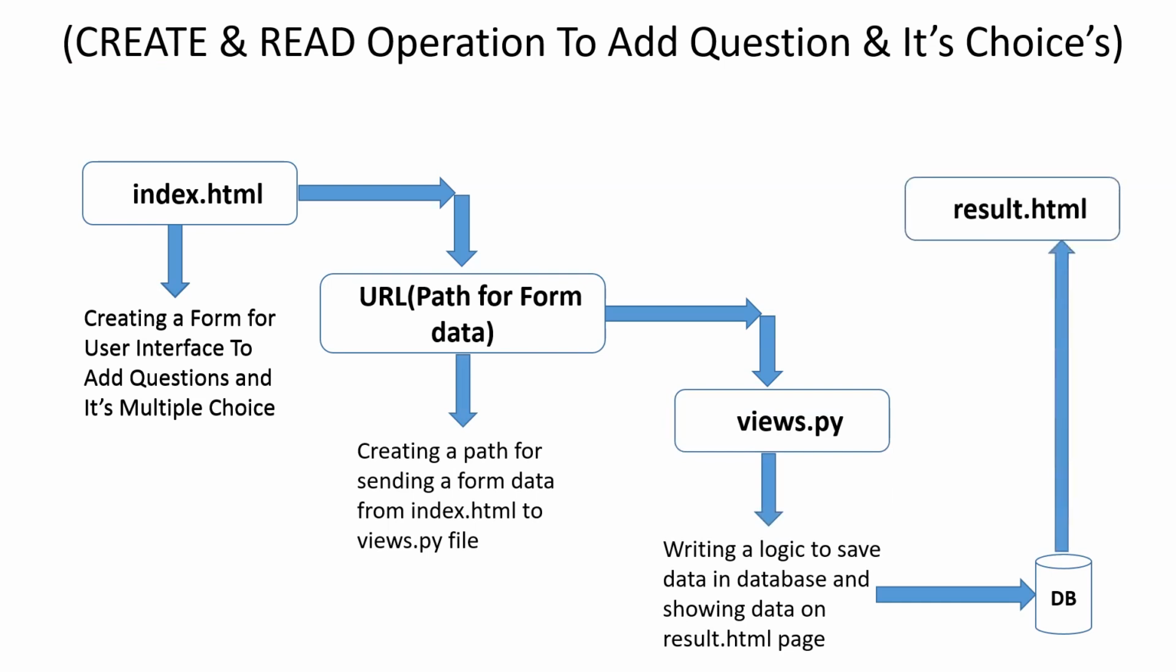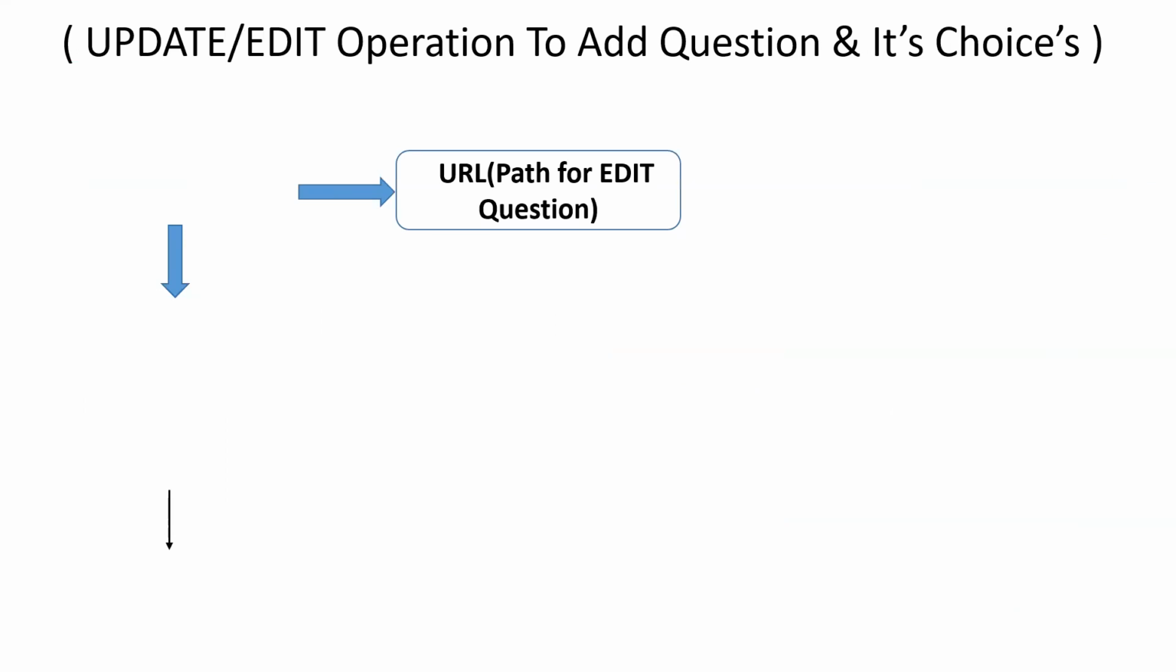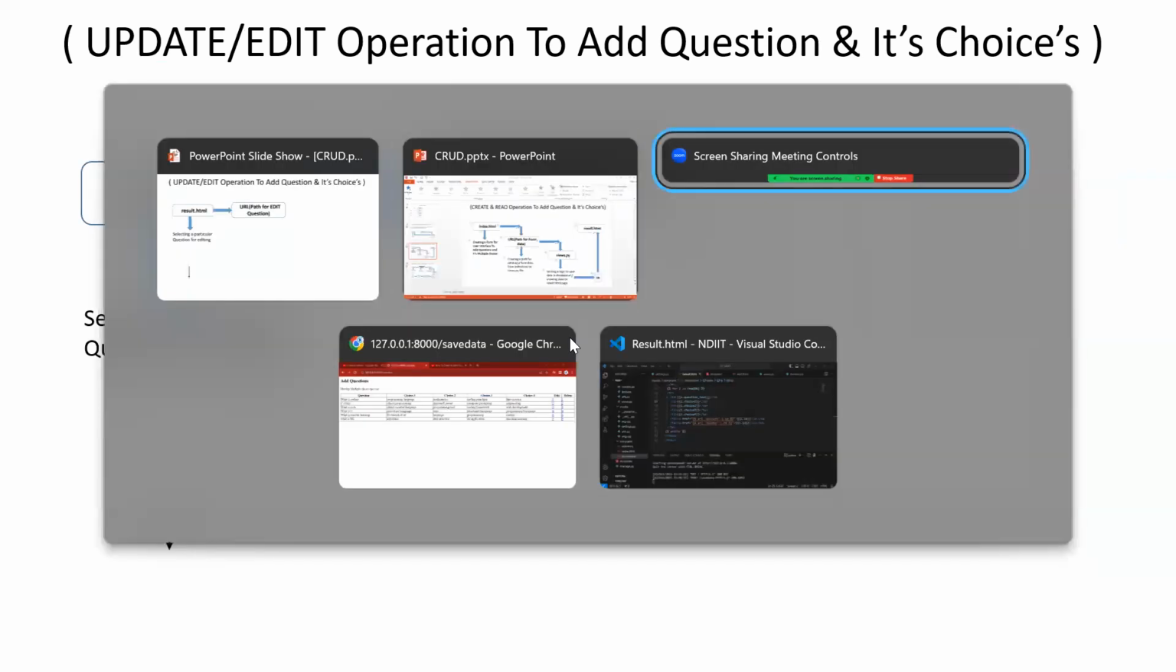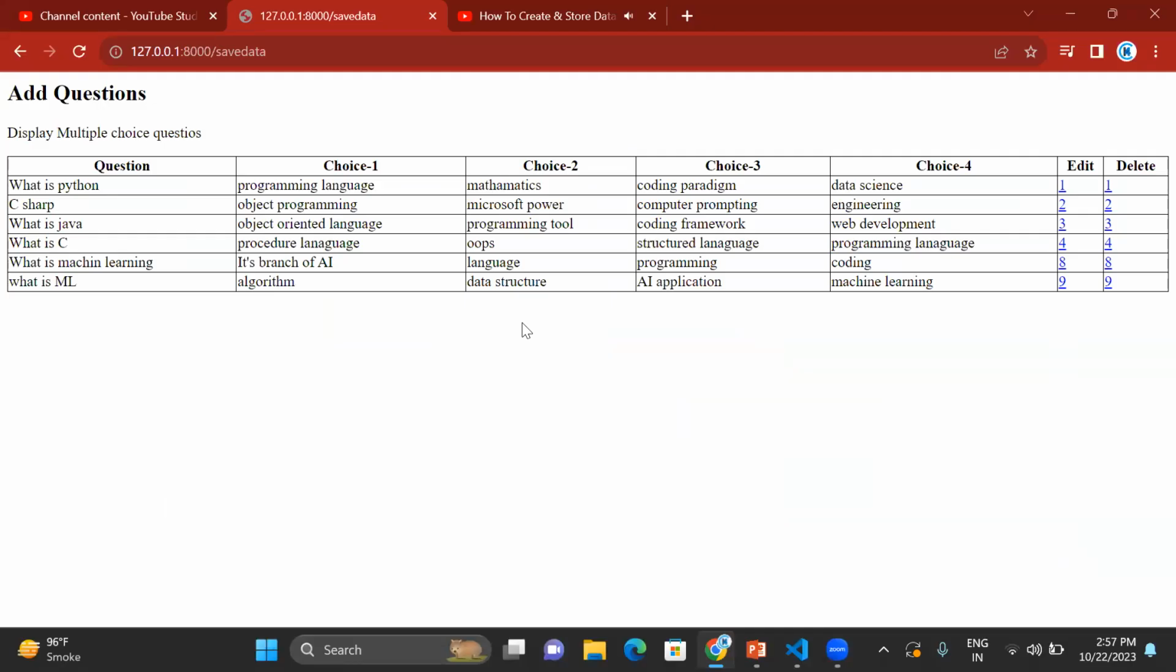Through the database, it will retrieve the data and send it back to the result.html page. Now we have to do the edit and update operation, whatever you want to call it. Okay, we have to see this operation. So first, what we have to do in result.html is select a particular question for editing. I will show you the code meanwhile. You can see in the previous video, after submitting the questions, we retrieve the data and it shows the data in the result.html page.